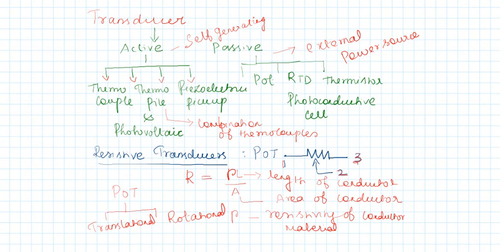What is the meaning of rho? Rho is the resistivity of the conducting material, L is the length of the conductor, and A is the area of the conductor.